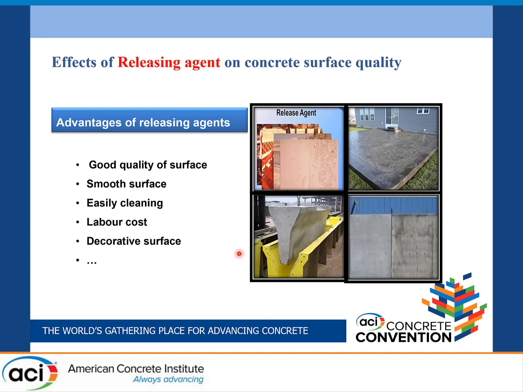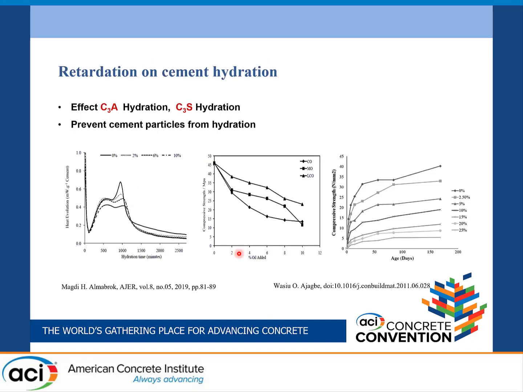But the disadvantage of the releasing agent, as mentioned here, is that it also affects the internal chemistry of the cement. Here we discuss the effect on C3A hydration and C3S hydration. In this graph, mineral oil was used as an admixture at 2%, 6%, and 10%, and it shows that it decreased the C3A hydration and C3S hydration. A retardation effect happens.